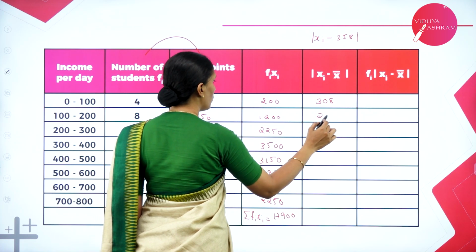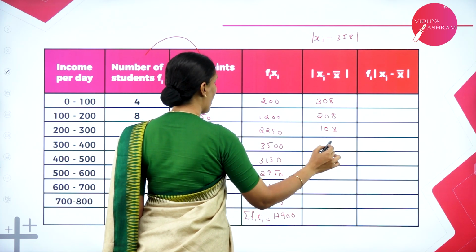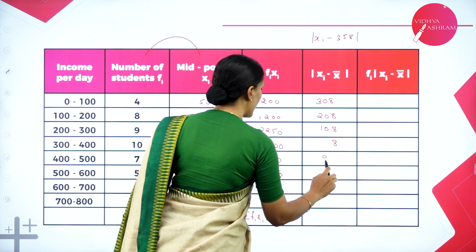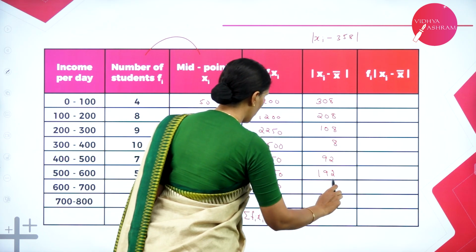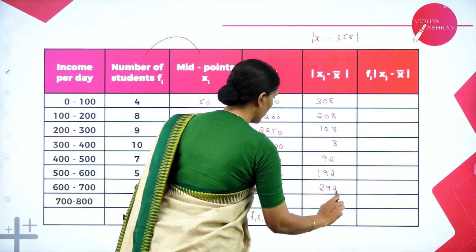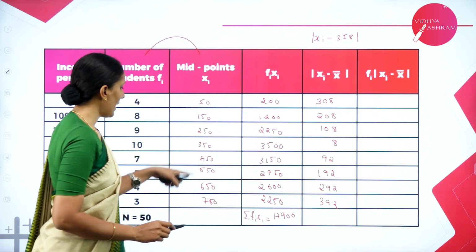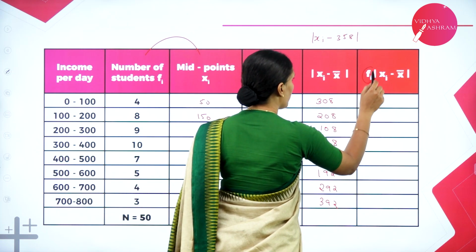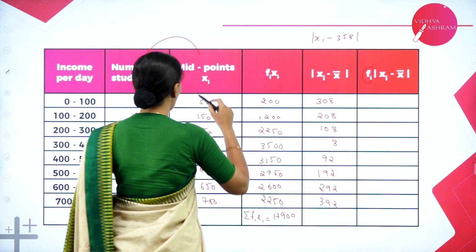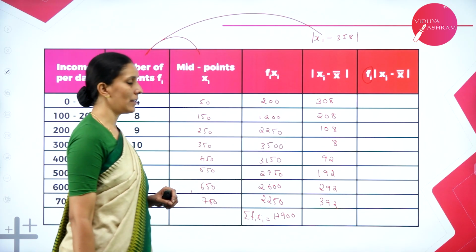Next we have 208, 108. Next we have 8. We have 92, 192. Next we have 292. Next is 392. So taking the difference from Xi. The next column is we need to multiply the frequency with Xi minus X bar.